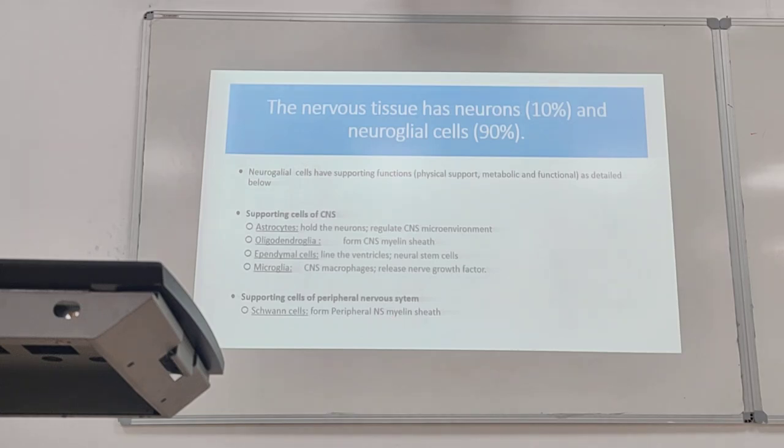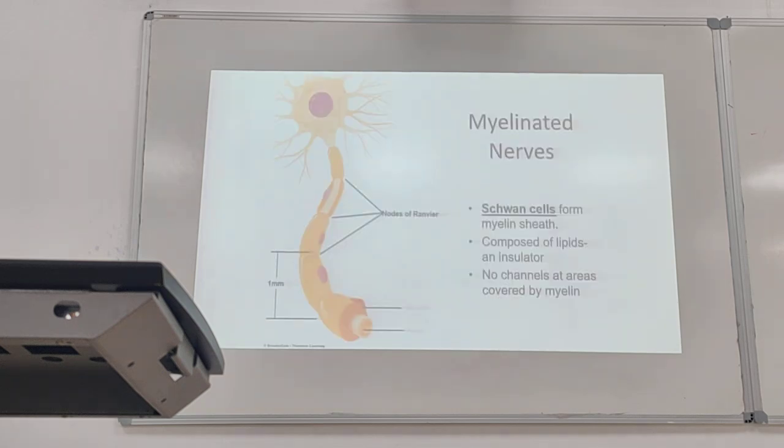So prepare this for your MCQs. That is Schwann cell, this is peripheral myelin sheath. And the oligodendroglia, they are for the central nervous system myelin sheath. Then we have got ependymal cells that line the ventricles and microglia, which are macrophages for the central nervous system. Now, if the question comes, what is myelinated neuron?